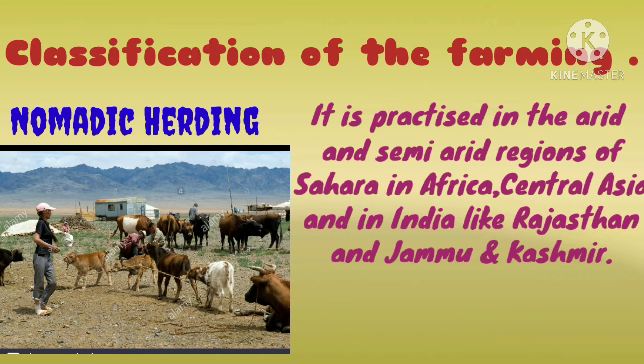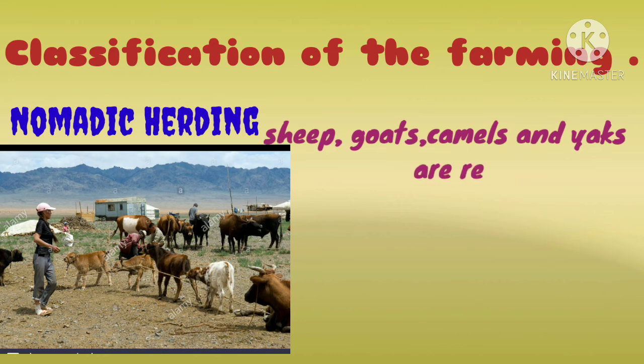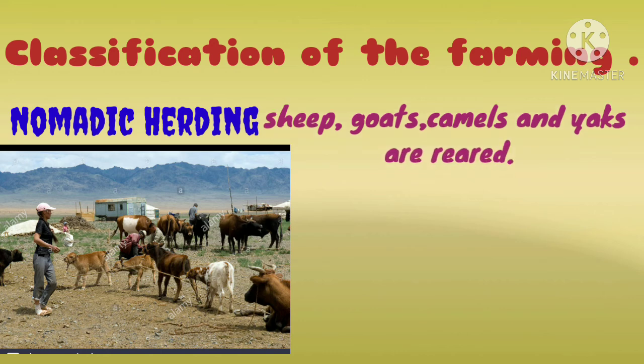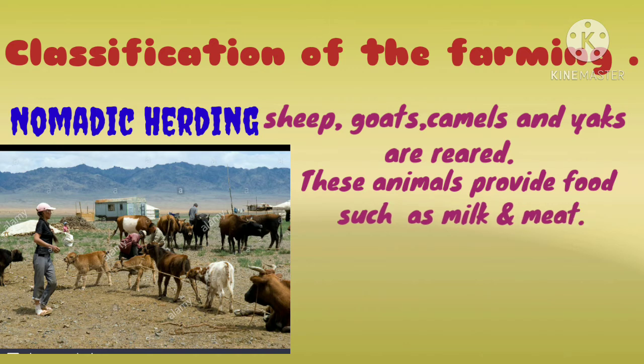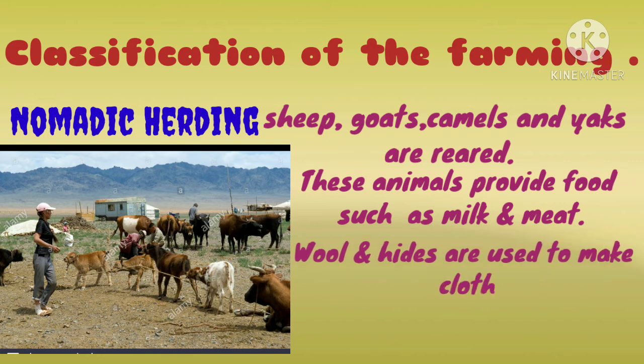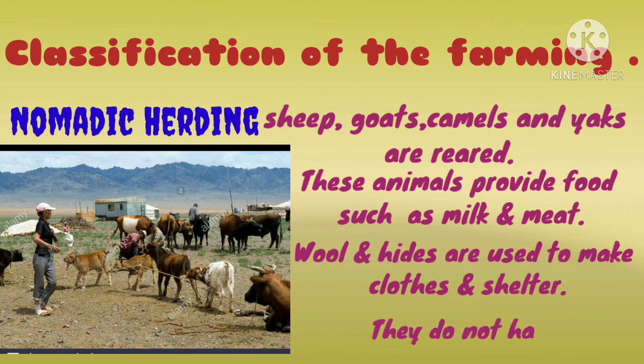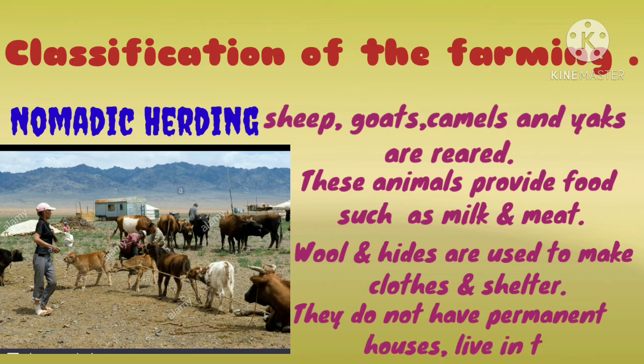Nomadic herding is mainly practiced in the arid and semi-arid regions of Sahara in Africa, Central Asia, and in some parts of India like Rajasthan and Jammu and Kashmir. The animals reared are sheep, goats, camels, and yaks. These animals provide food such as milk and meat. They also provide wool and hides, which are used to make clothes and shelter. The nomadic herders do not have permanent houses. They mostly live in tents.